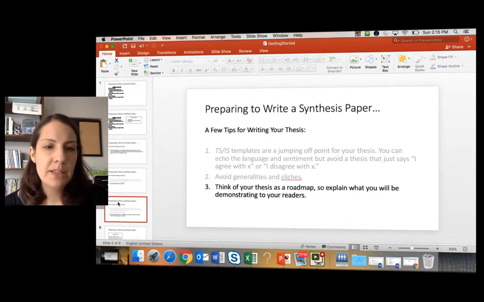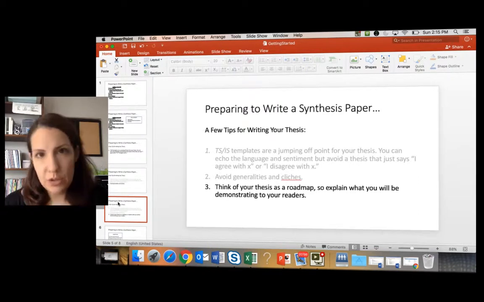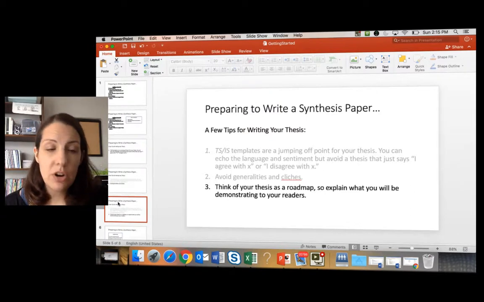And the third tip is to think of your thesis as a roadmap, which means that you'll want to explain within the course of your thesis what you'll be demonstrating to your readers in the course of your argument.